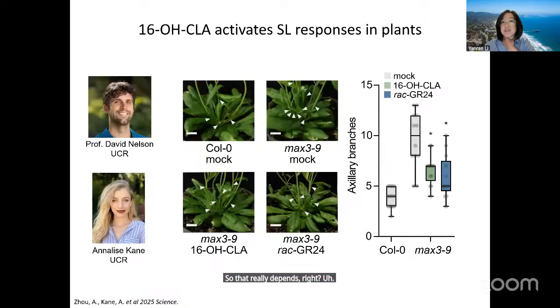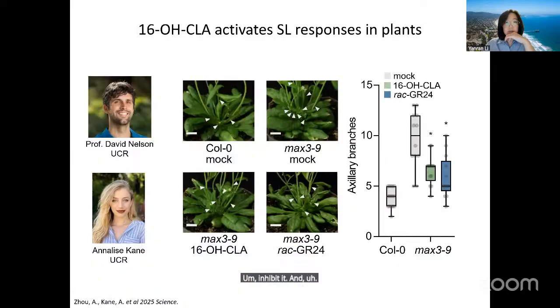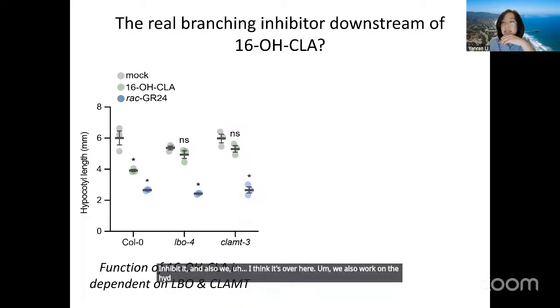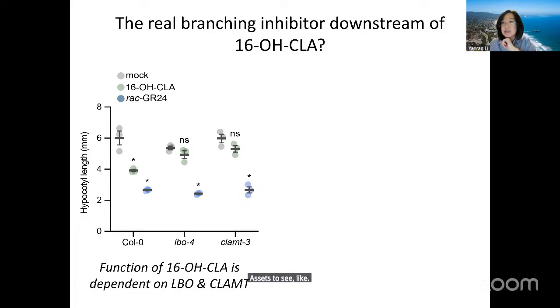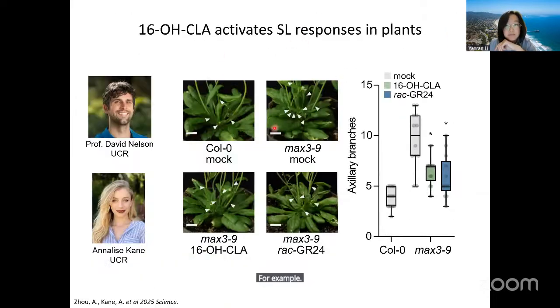That really depends. For example, in the case of 16-hydroxy-CLA, these are the biological functions. We treat the MAX3 mutant to see if the branching is inhibited. We also work on the hydroxycarlactonoic acids, in different mutants, to see if they depend on different enzymes. But as you can see, for this 16-hydroxy-CLA, the branch inhibition is not amazing. The concentration we utilized is 10 times more than GR24 to be able to show the same phenotype.